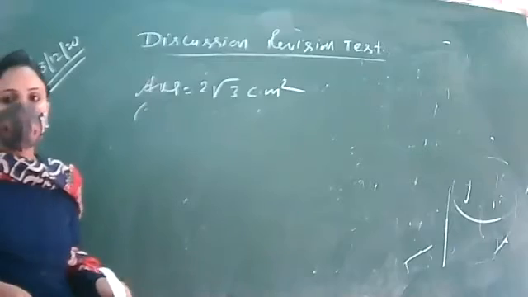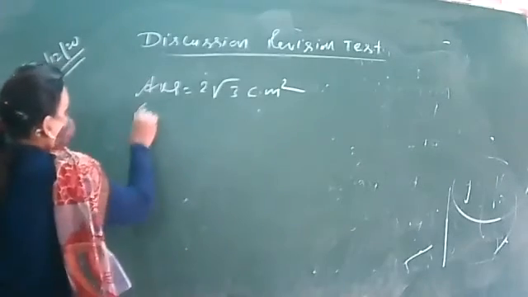Ma'am, the area of equilateral triangle is root 3 by 4 a square. Right. This is root 3 by 4 a square.